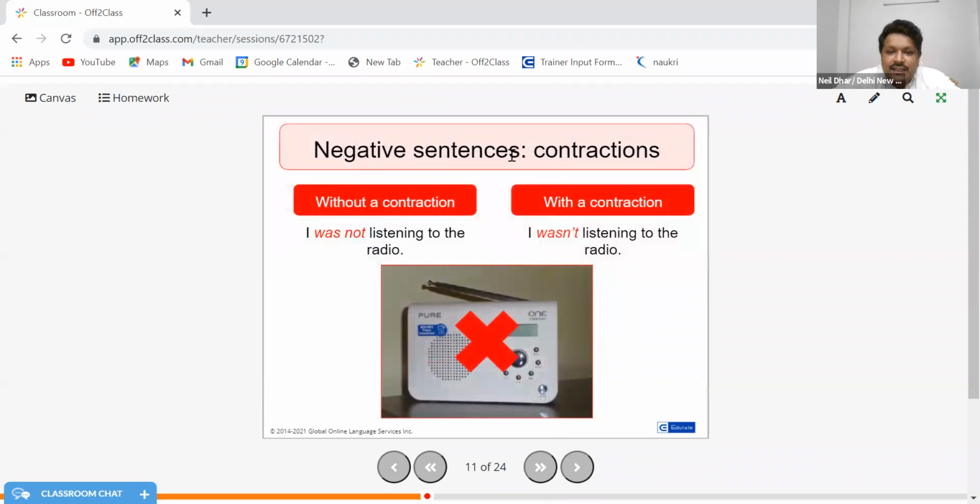Okay. Negative sentences, contraction. What are contractions? Contractions are when we contract the word. When do we use contraction? Normally we use contraction when we speak. Normally we do not use contraction when we write. Okay. Without a contraction, I was not listening to the radio. With the contraction, I wasn't listening to the radio. So the contraction of was not is wasn't.